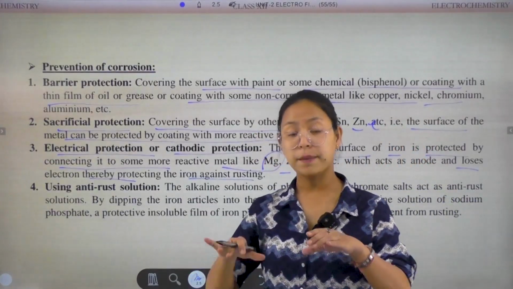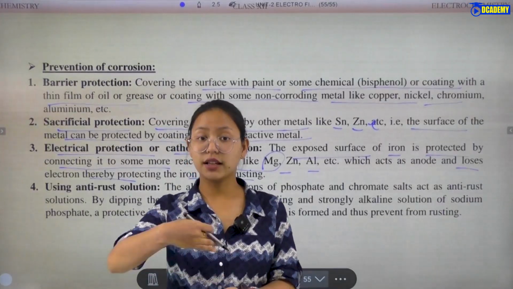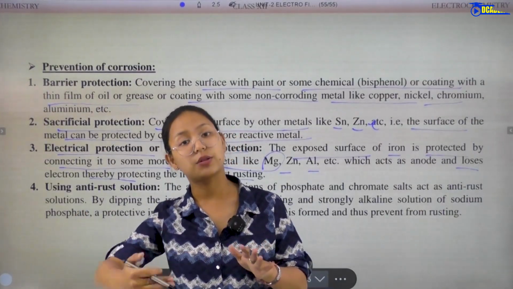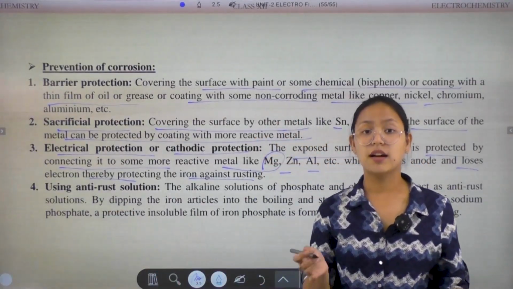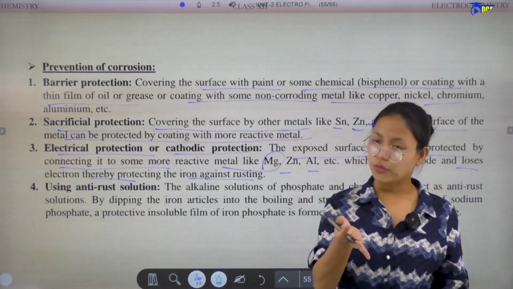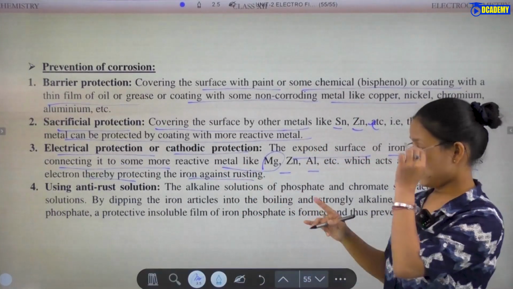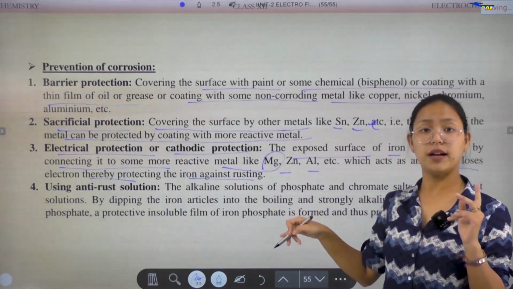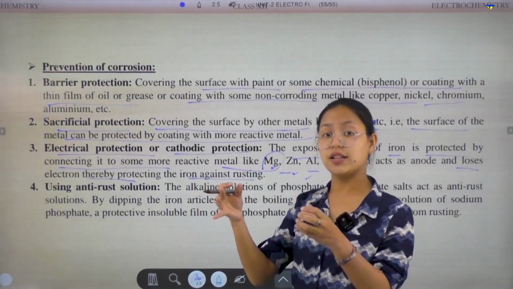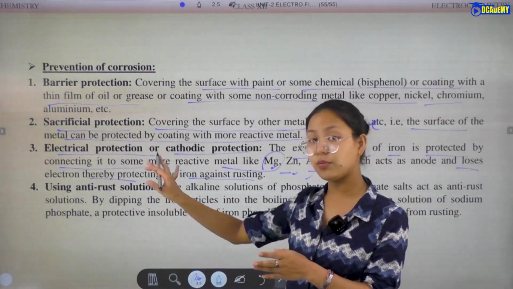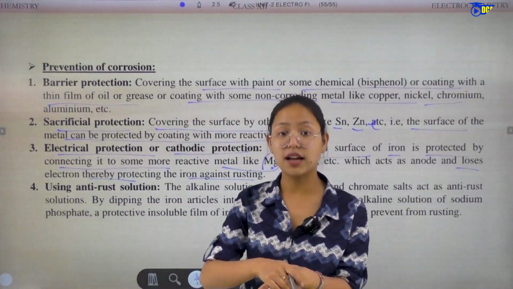For example, in a water pipeline, rusting can occur, and the blue color may appear. When water flows through the pipeline, rusting chances arise. To prevent this, in the wiring system a connection is made with a more reactive element like magnesium, zinc, or aluminium. Electrons pass through the connection, so the pipeline does not react with water, hydrogen gas or oxygen gas, and rusting is prevented.